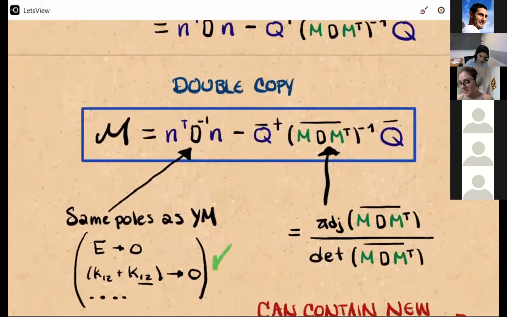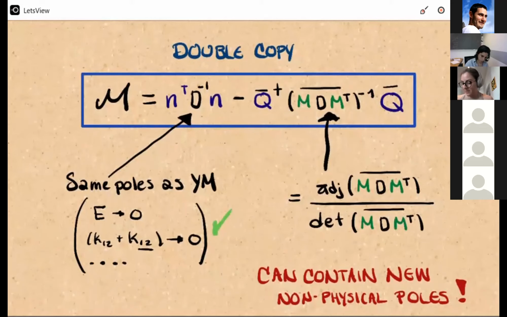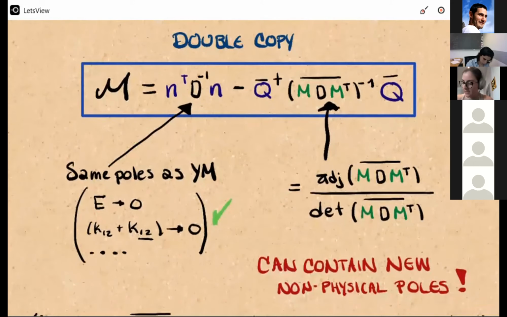So let's basically explore that. If you look at the first term, which is what will happen in a standard case when you have color kinematics by default and you don't have to do any weird shifts, this is perfect. It has the same poles as Yang-Mills. So it has the total energy pole, and it has these poles that appear.